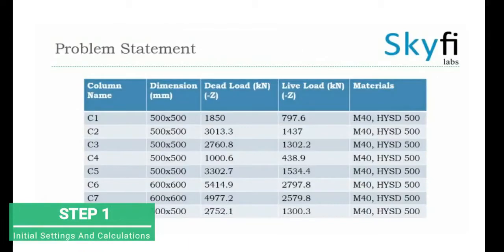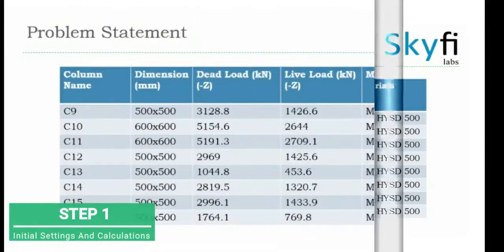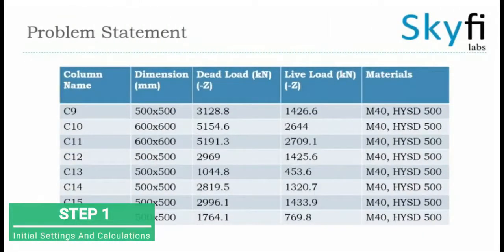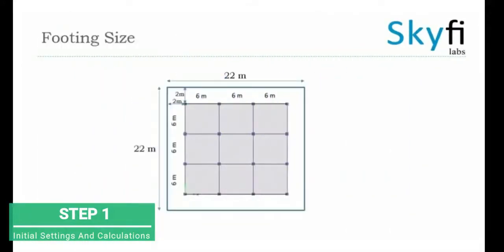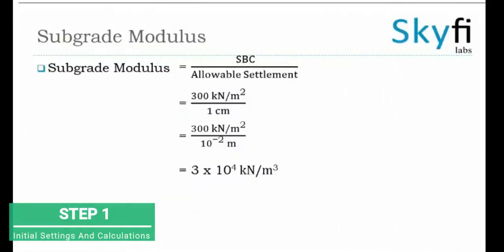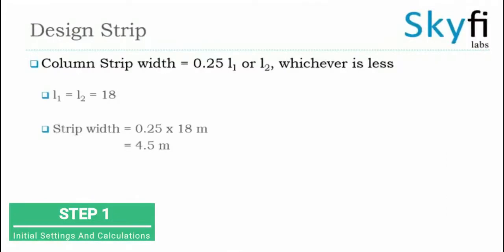Now this is a problem statement we got from our design problem. It is a footing size of 18 by 18 with a 2 meter extension on either side. This is how we have to find the subgrade modulus, and this is for the calculation for the design strip.